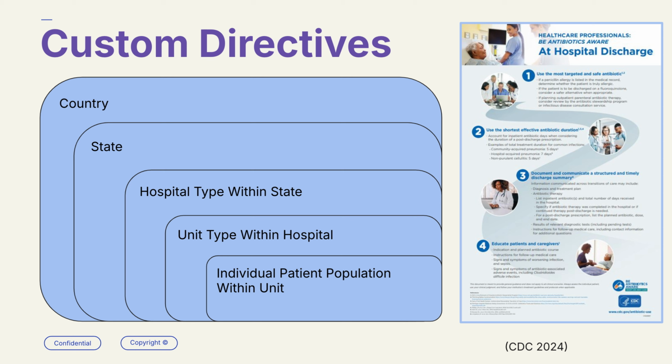So the end goal of this is to get custom directives based on this data to specific providers in specific units of specific hospitals within specific states. We think a lot of the issue is knowing that there's a threat of antibiotic resistance, but the messaging is very general. So if we had customized directives like the one shown here to an individual unit based on the data, that would give us a better chance against the threat.